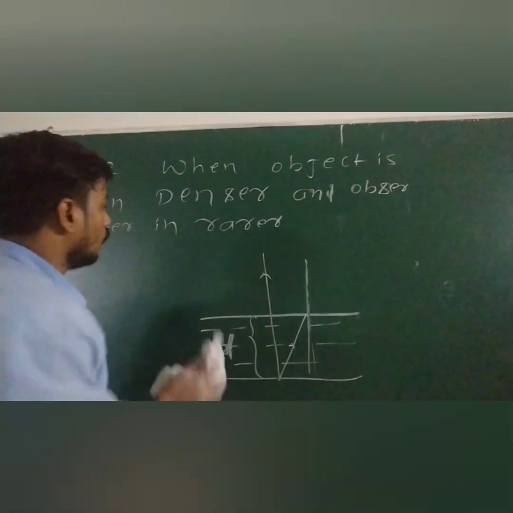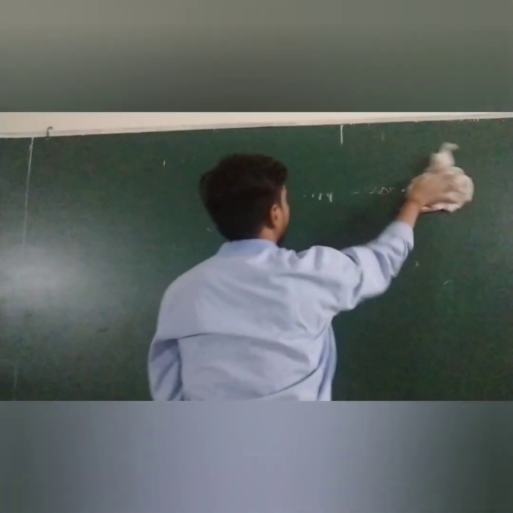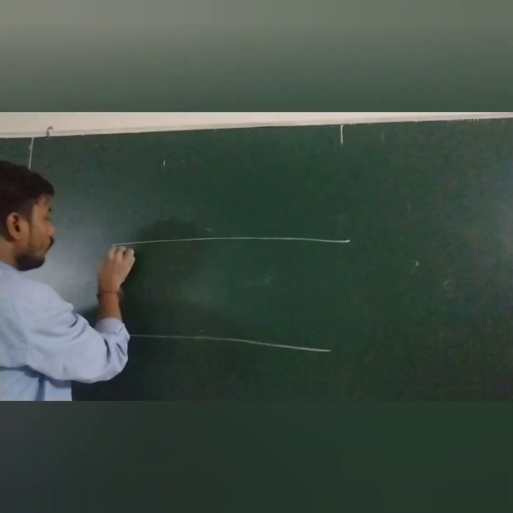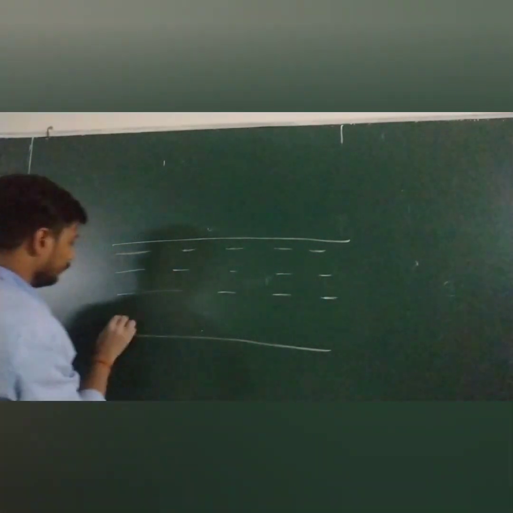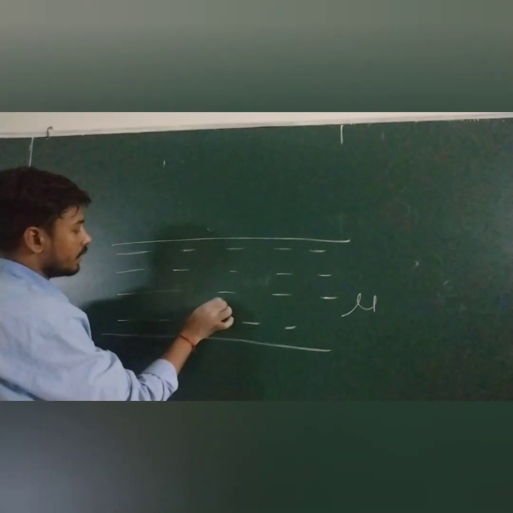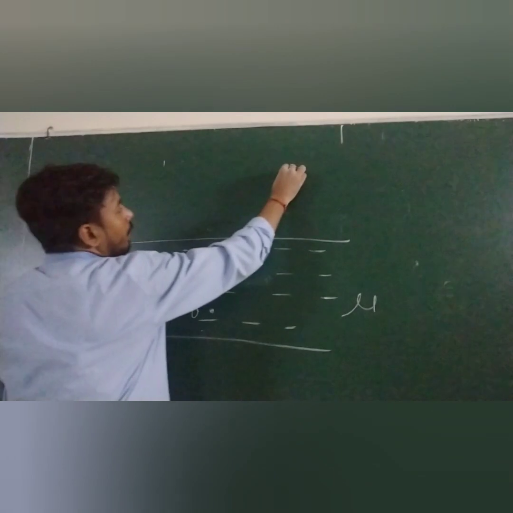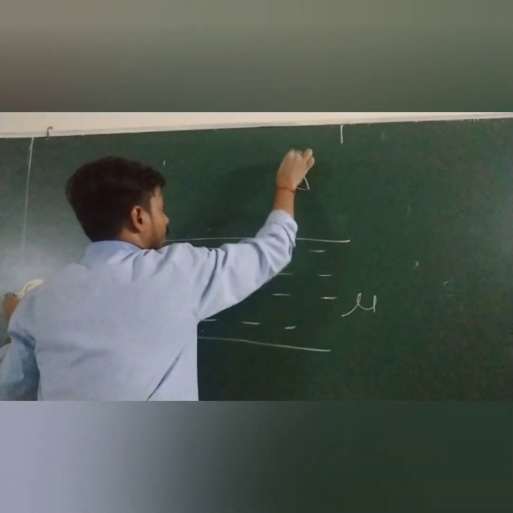I will try to make another, bigger diagram, so you will get a clear-cut view. See, this is a river, and I assume the refractive index of this river is mu. Suppose that here some object is kept. This is our object, and somewhere here is the observer's eyes.